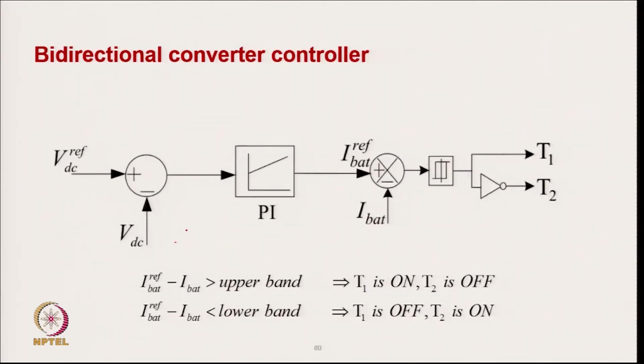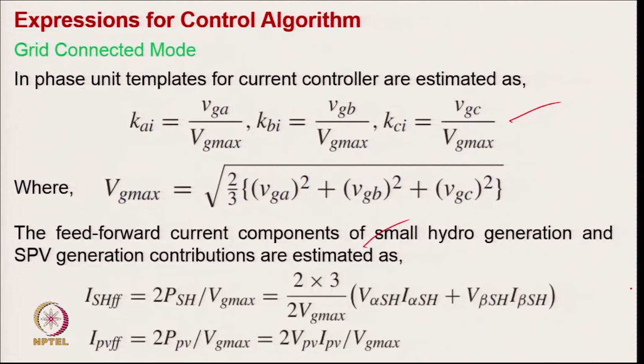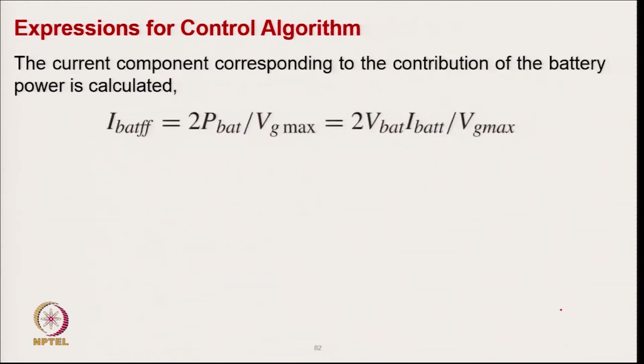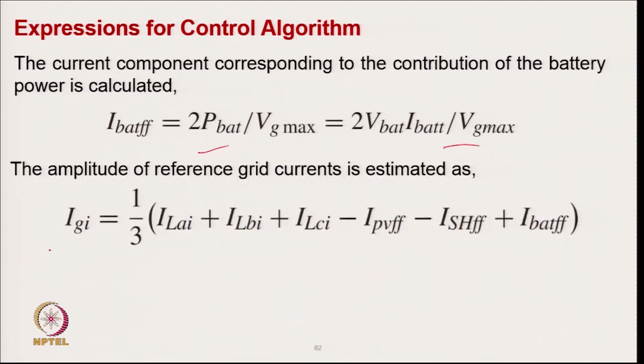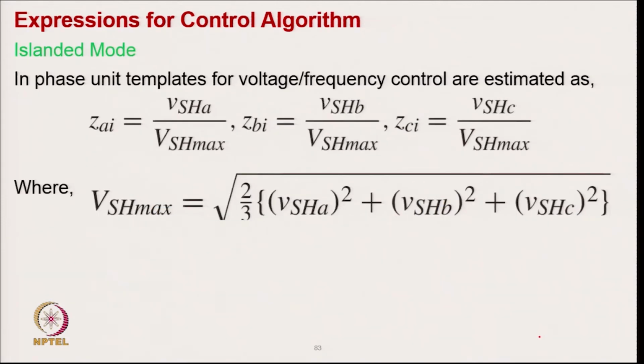And then typically the DC link voltage control with the battery control, which we already discussed earlier. And then of course, the template calculation and amplitude calculation from the phase voltage of the grid, and then the feed forward term for the small hydro, feed forward for solar, calculated from here, and then we have a feed forward for battery power also. So, typically here we are getting the net amplitude of the grid current, and we are getting the 3 phase reference grid current by multiplying the template with the amplitude of grid current, and we have a current controller for that.